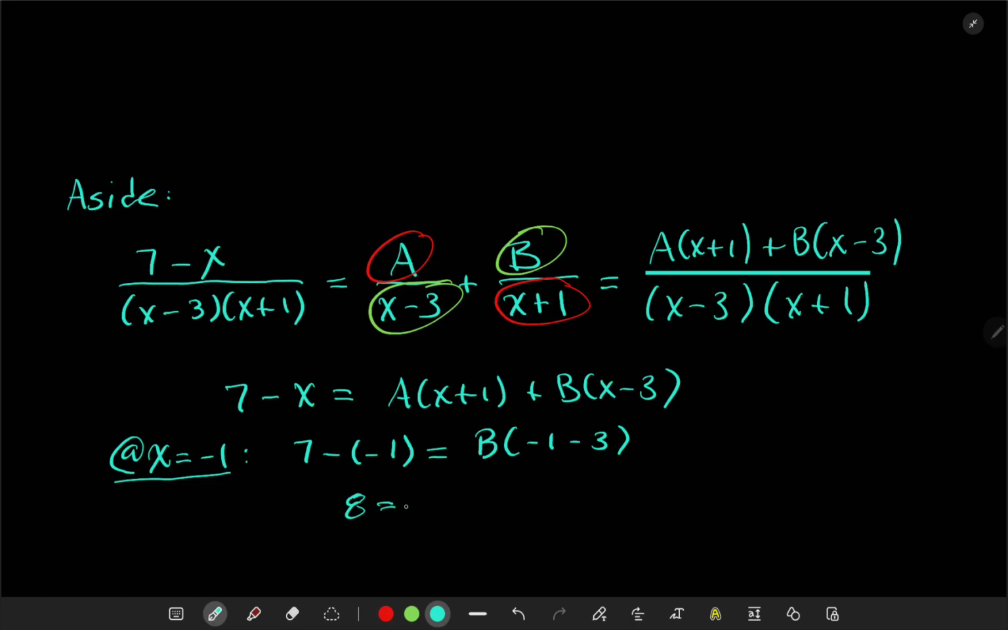I was going to just solve, but no, negative 4b, it would be nice to actually show that step. And dividing by negative 4 on both sides, I get that b is negative 2.